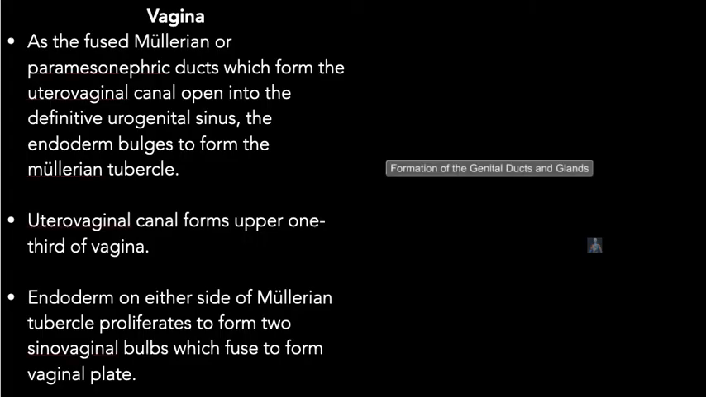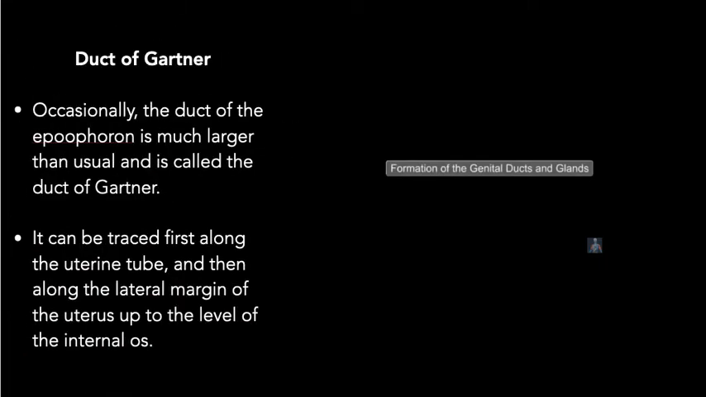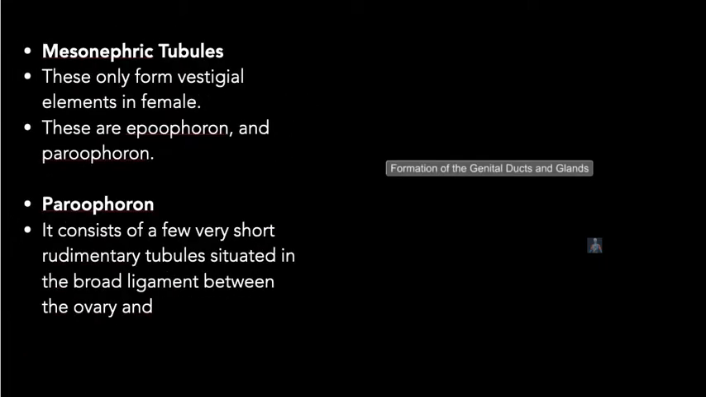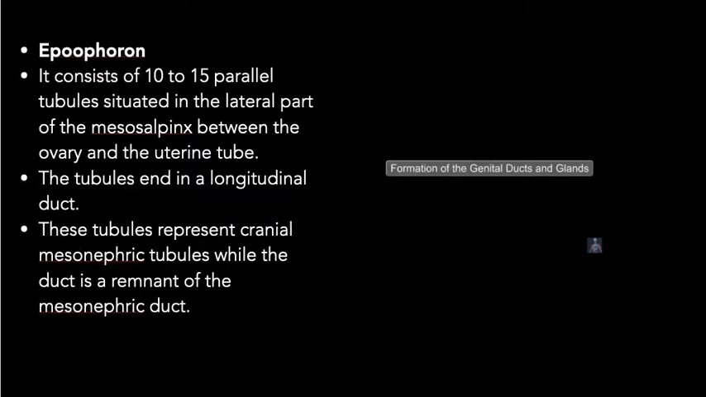Okay, so you saw the short rudimentary tubules. The epoophoron consists of 10 to 15 parallel tubules in the lateral part of the mesosalpinx. You saw they are ending in a longitudinal duct. They represent the cranial mesonephric tubules, while the duct is the remnant of the mesonephric duct.